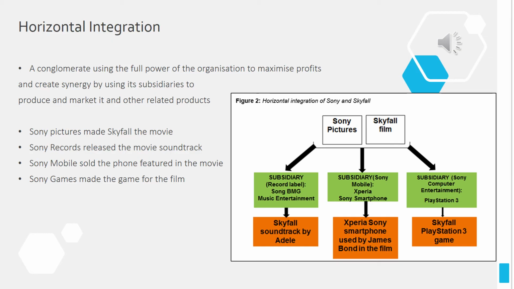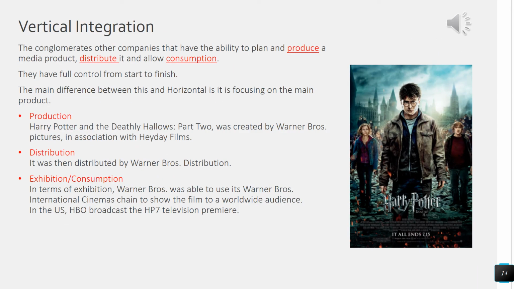So that is a lot of different products all associated with that film that's going to help to increase exposure of Skyfall. The success of Skyfall was made better by having these other products that went along with it. The difference with vertical integration is that it tends to focus on one particular product, and it's basically suggesting that the conglomerate has full control from start to finish. So they're basically responsible for three distinct phases: the production, distribution, and the exhibition or consumption, as it's sometimes called.